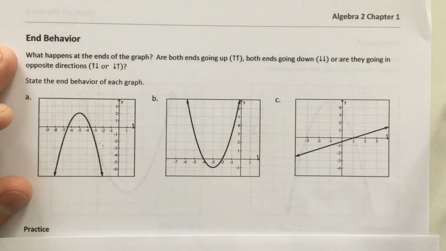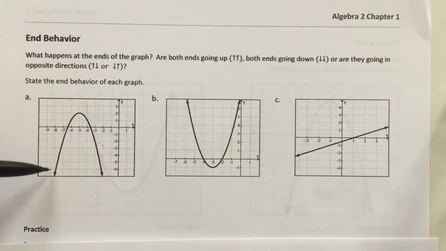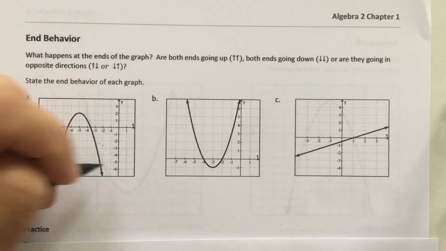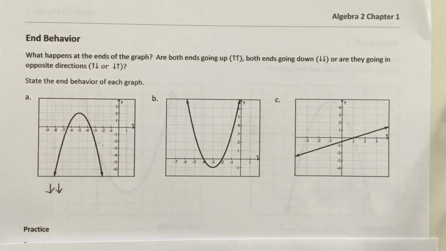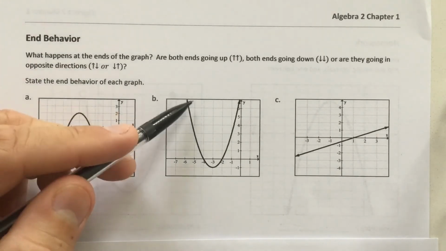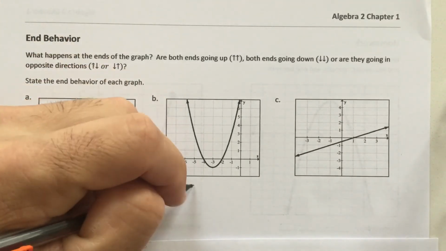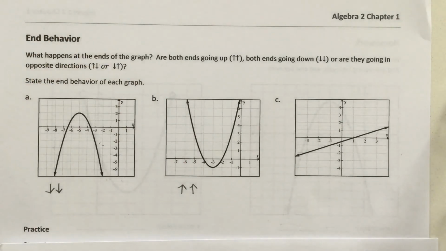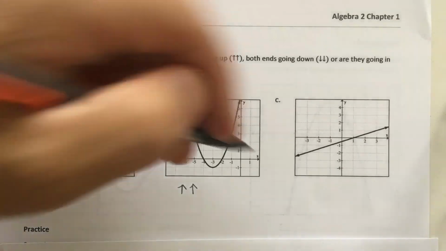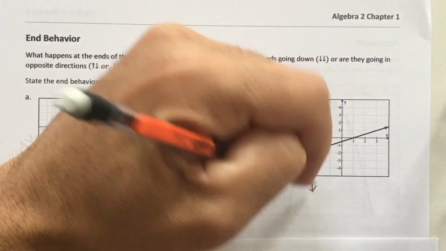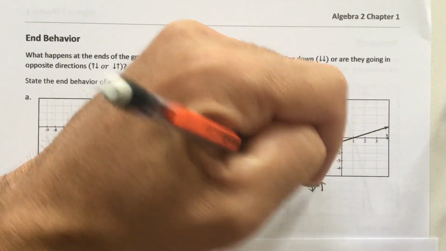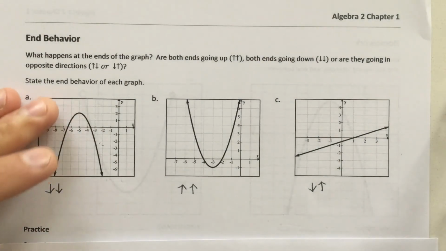So if we look at letter A, on the left, the arrow is pointing down. On the right, the arrow is pointing down. So this would be down, down in behavior. For letter B, we have up on the left and up on the right. So this would be up, up in behavior. And for letter C, it's pointing down on the left. So it'd be down, up on the right, down, up in behavior.